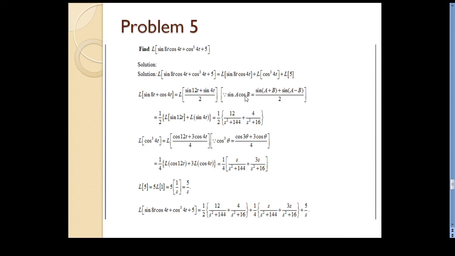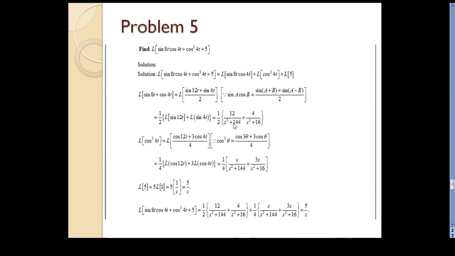By using formula, we have to split this one. So we can apply the sin A cos B formula, which is sin of A plus B plus sin of A minus B divided by 2, where A value is 8t, B is 4t. On substituting in the formula, we get L of sin 12t plus sin 4t divided by 2. Now this can be split into 2. 1 by 2 taking outside, L of sin 12t plus L of sin 4t.